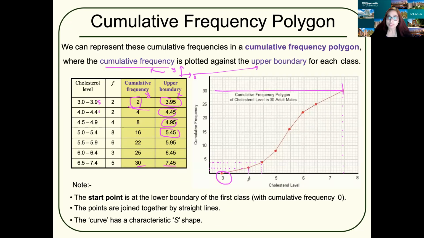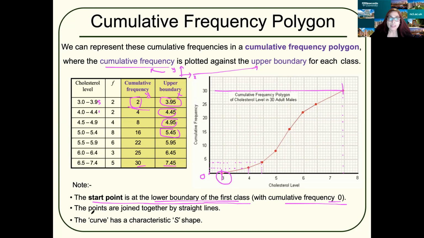That's very important, guys. The first value, the start point, is at the lower boundary of the first class with cumulative frequency equal to 0. That's a very important point. So you always start the plot from 0 cumulative frequency and the lower class boundary of the first class, 2.95. That is at 2.95.